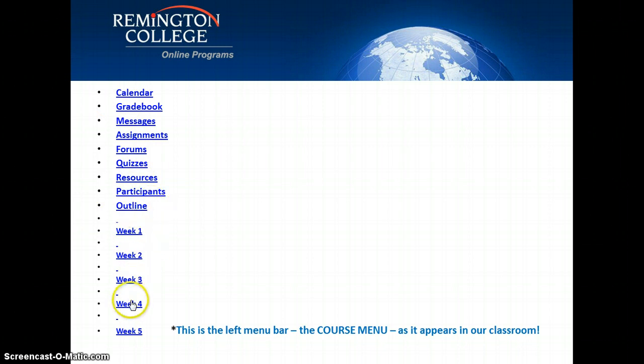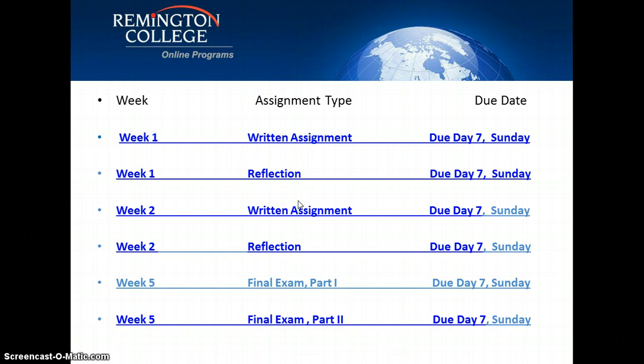Week 1, 2, 3, 4, and 5 are the links that you will click on, and once you click on this, you will get a list of everything that is required of you, right from the readings down to assignments, as well as quizzes, as well as discussions. So basically in week 1 you'll see a list that'll show something like week 1 written assignment, the due date and the day, week 1 the reflection, the due date and the day, etc., etc.